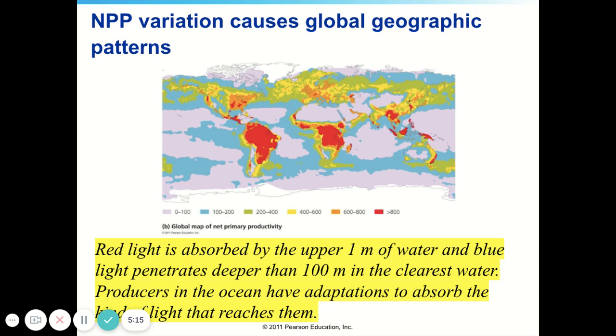Add this to your notes. This is a visualization of NPP around the world. And if you remember from biology when you studied photosynthesis, red and blue light are the two colors used the most for photosynthesis by producers. Red light is going to be absorbed by the ones that are most shallow. Blue light will shine deeper into the water, and so the producers that are deeper in the water have adaptations to allow them to absorb the kind of light that reaches them.